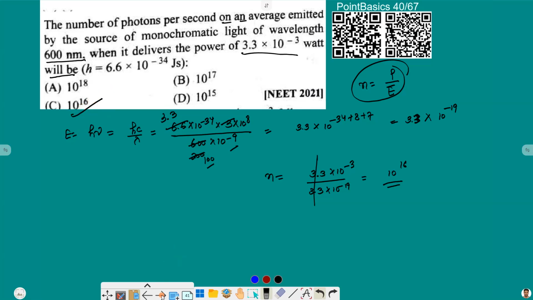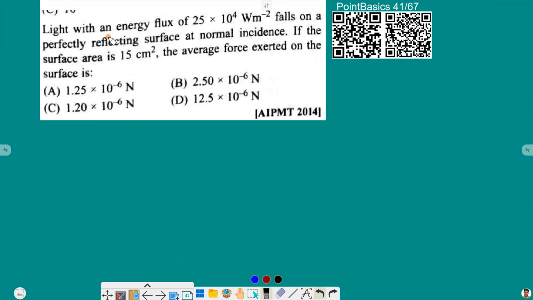With this, let's move to the next one. Light with energy flux of 25 into 10 raised to power 4 watt per meter square falls on a perfectly reflecting surface at normal incidence. If the area is 50 centimeter square, the average force exerted on the surface is. So here, as mentioned, we have a reflecting surface.